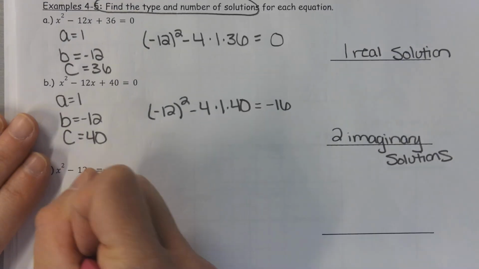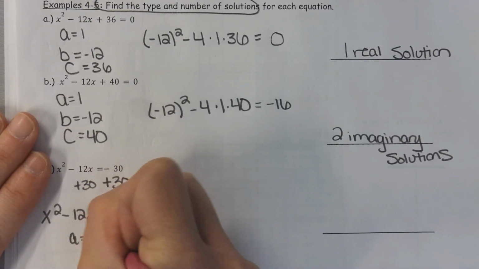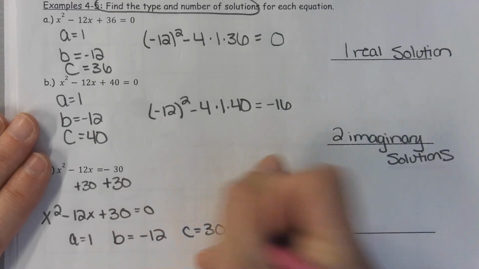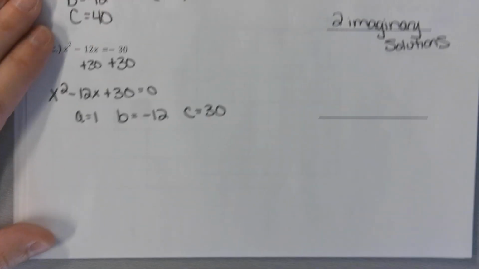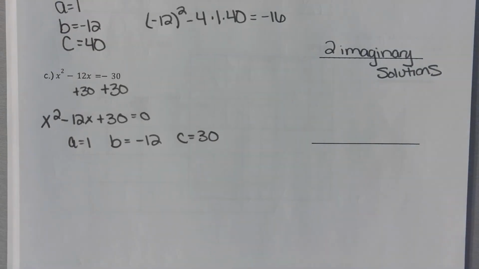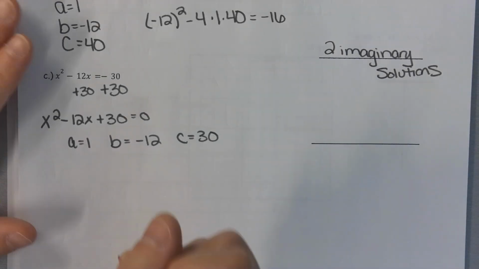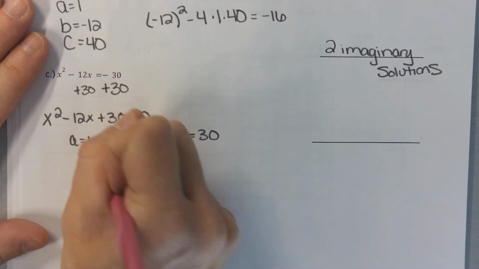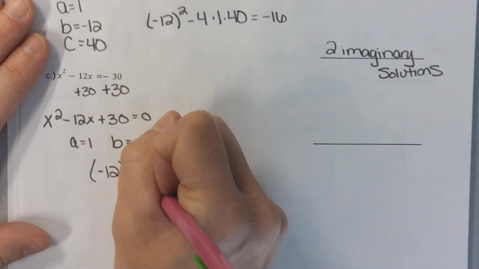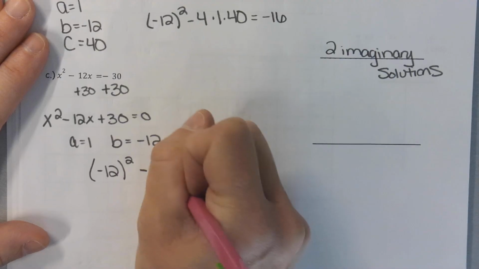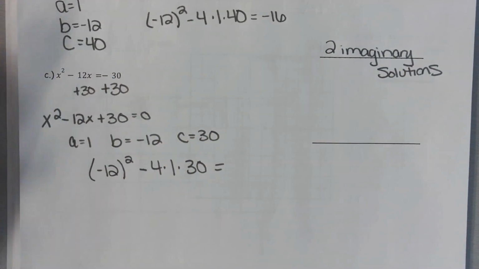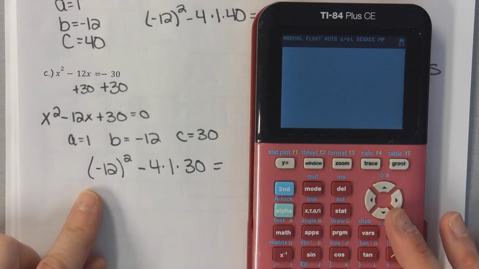Now what's my A? 1. B is negative 12, and C is 30. Let me move this up a little bit. Not the same answer as you did? Ooh, it should be different. I've got a different answer on my paper from last year. B squared minus 4 times A times C. Ooh, I didn't even get 12 last year.